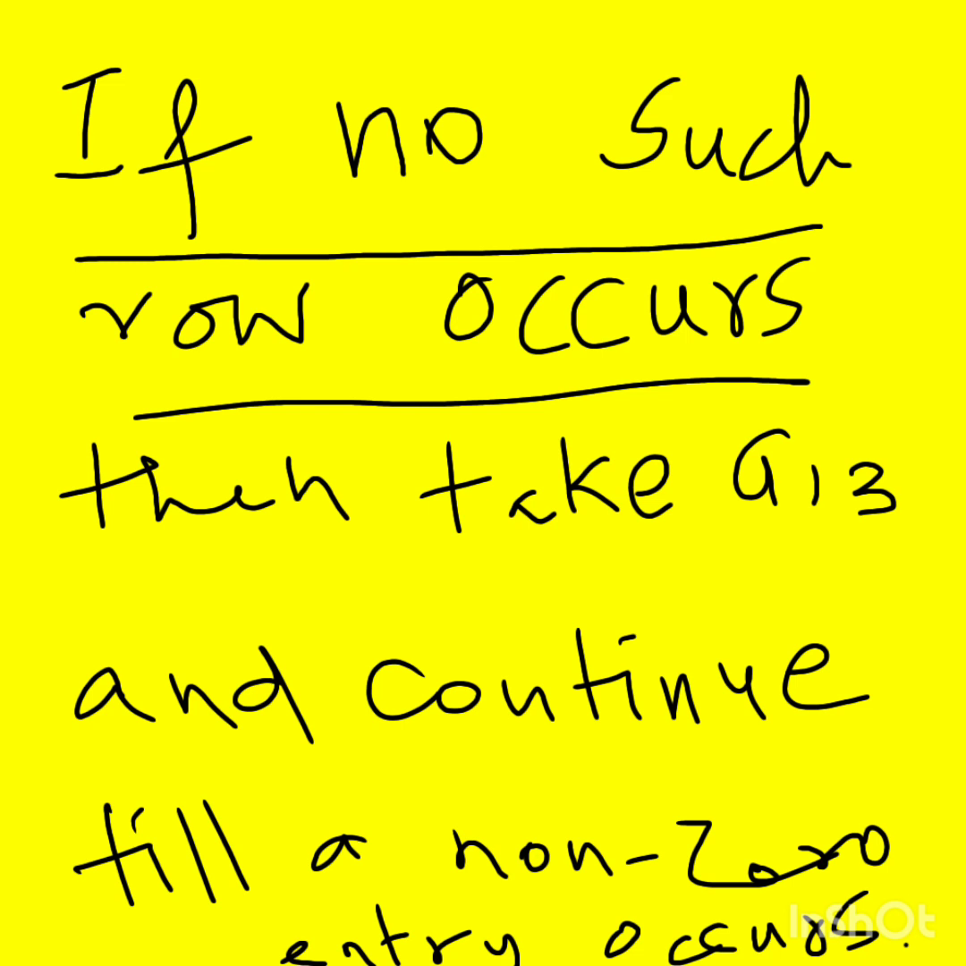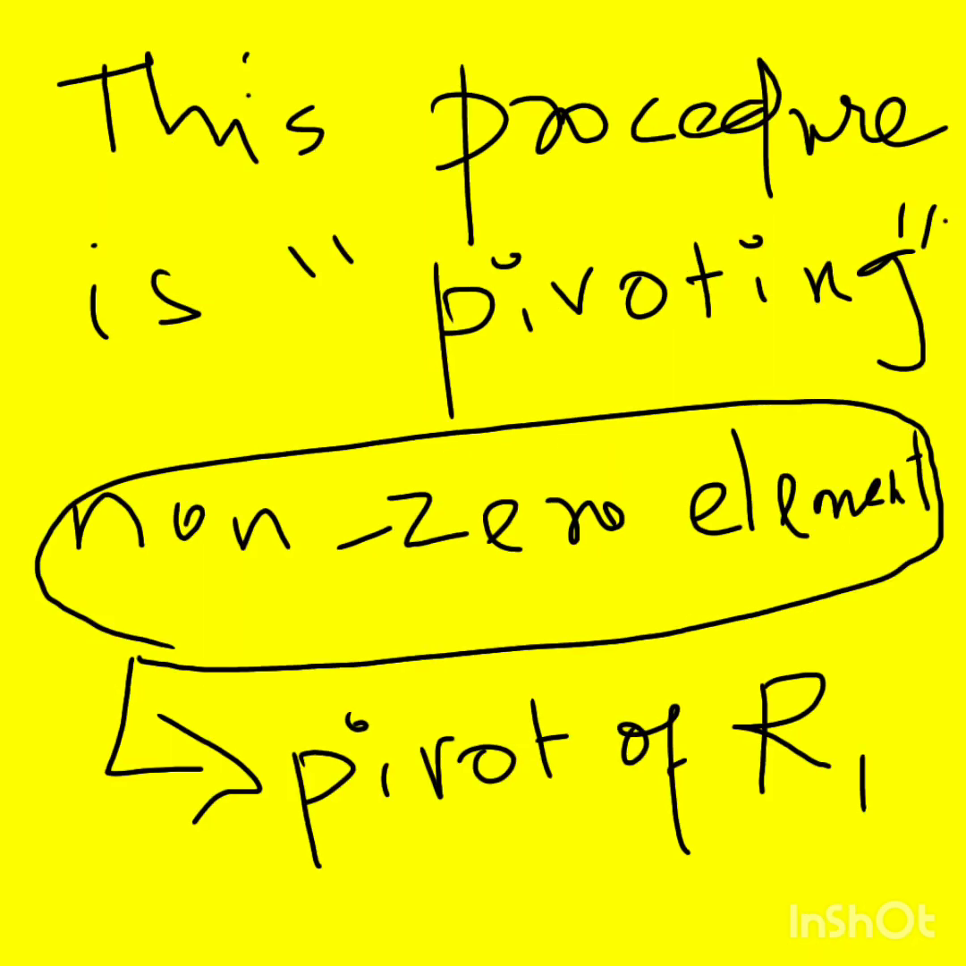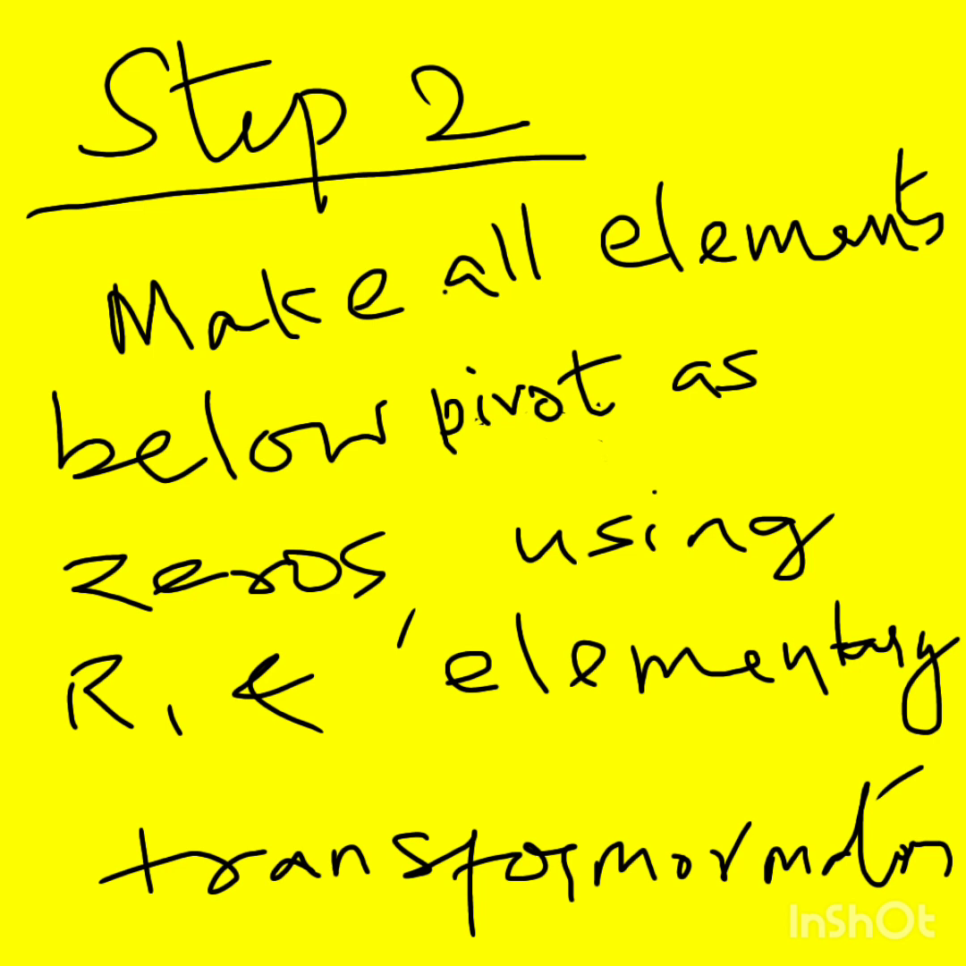We continue the procedure until reaching a non-zero entry, which is known as the pivot element, and the process is called pivoting. This pivot element of R1 is the most important element because using this only we do step 2. So now we have the equivalent matrix with a non-zero element in the first row, which is the pivot element.